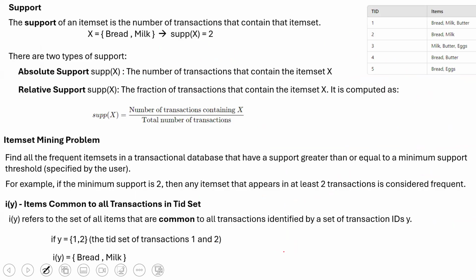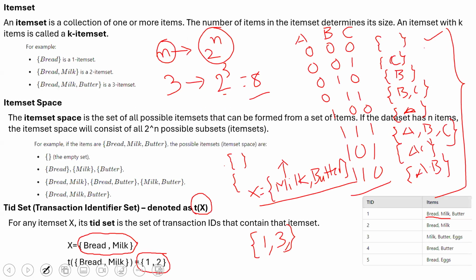Now, the next thing that you're going to learn, which is very important, is support: how to calculate the support of a particular item set. Support is nothing but the length, or the cardinality, of the Tid set. It is just the modulus of the Tid set. The length of the Tid set, called the cardinality of the Tid set, is the support.